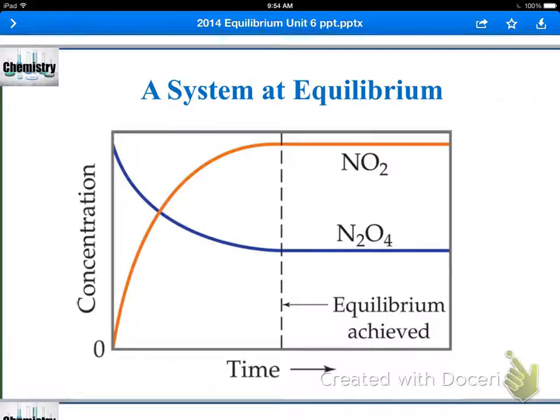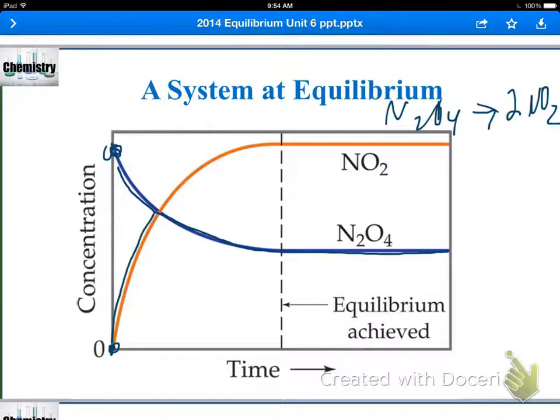Imagine you have a reaction, and normally what you start with is a reactant. So reactants, here we have N2O4 becoming 2NO2, right? So imagine in the beginning of the reaction you have just reactants, and as they get used up, their concentration declines. Likewise, you start with no product, and as product gets formed, eventually the formation of that product starts to slow down.